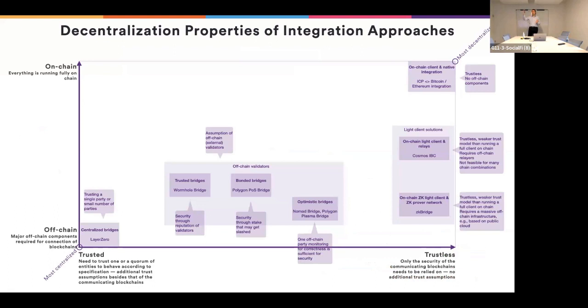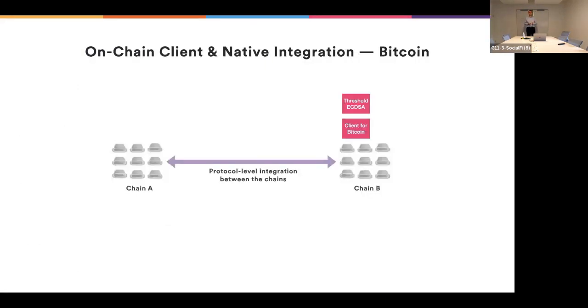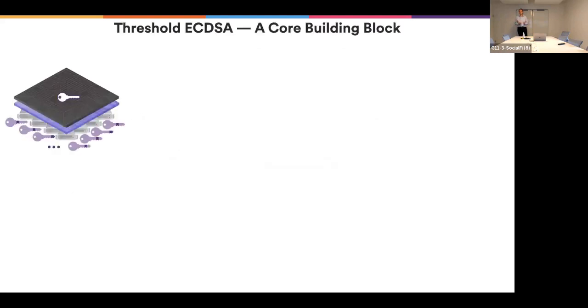Now you have learned a two-dimensional spectrum of integration approaches, from very centralized to very decentralized, and in the rest of the talk I will talk about decentralized approaches taken on the Internet Computer. This top right approach here is the one that has been taken for Bitcoin and Ethereum on the Internet Computer. So let's dive into ICP and Bitcoin native integration. You know this picture already: chain A is now Bitcoin, chain B is the Internet Computer. As I said, on the Internet Computer we need a client for Bitcoin to be implemented and we need threshold ECDSA. Those are the two components. If we have those, we have a trustless integration without intermediaries.